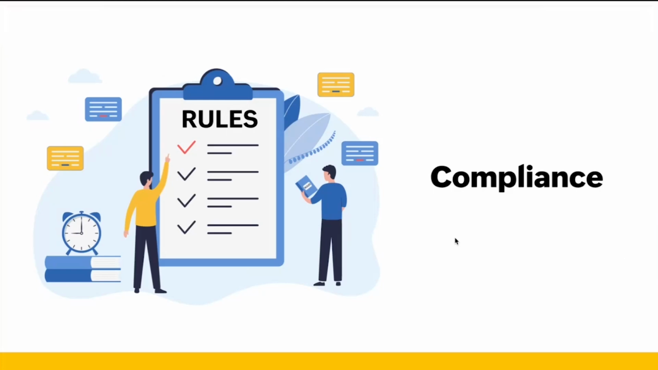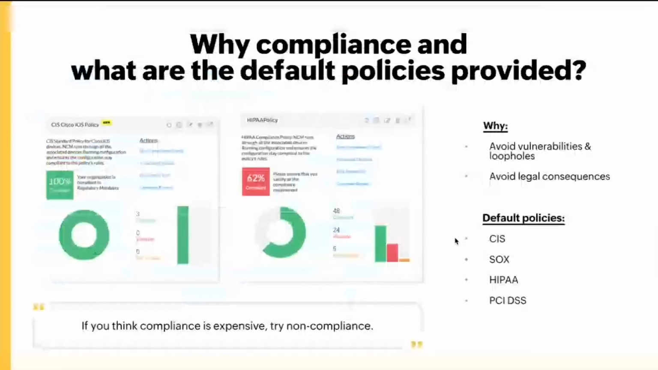So why do you have to be compliant to a certain policy? Because it is necessary, because you can avoid any security vulnerabilities or loopholes in your network environment. Compliance is also mandatory, and not following it will lead to some legal consequences. Some of the default policies supported in Network Configuration Manager include CIS benchmarks, SOX, HIPAA, and PCI DSS. You can also create your own policies depending upon your requirement.